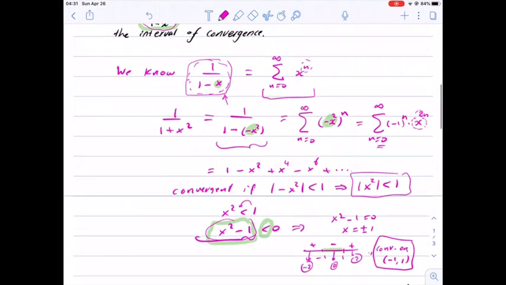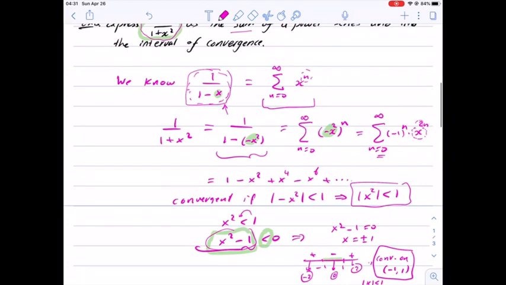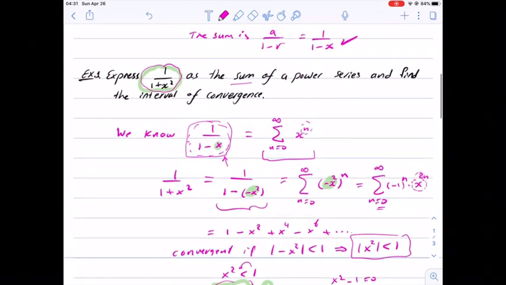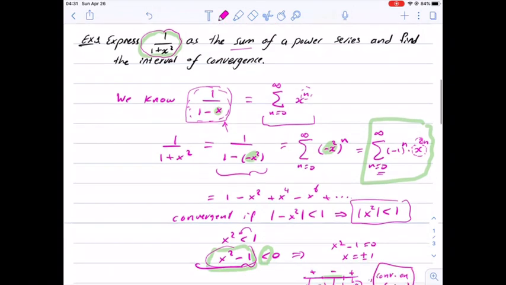Or we can write absolute value of x is less than 1. So this is the interval of convergence. And we could find the representation of that function. So 1 over 1 plus x squared can be written as the series of -1 to the power n, x to the power 2n, and this is a power series.